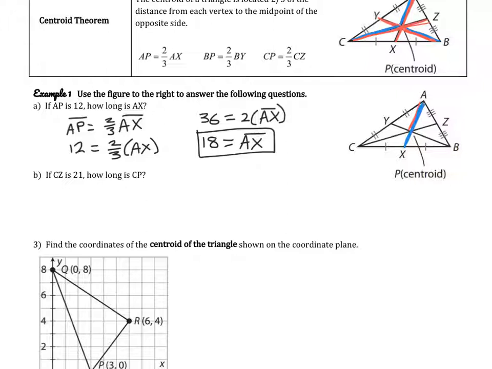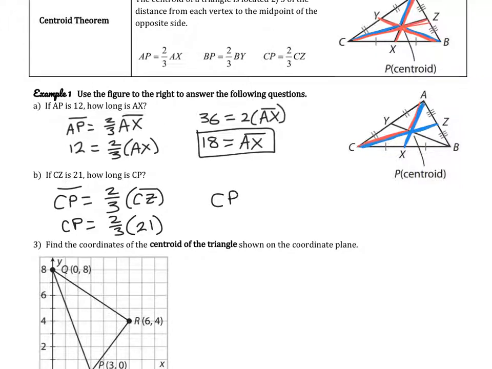So let's start by setting up our equation. So remember, our equation is the distance from the vertex to the centroid, which is CP, is always going to be 2/3 the distance of our total median, which in this case is CZ. So let's substitute what we know. In this case, we know that CZ is 21. So CP equals 2/3 times 21. I'll do 21 divided by 3, which is 7, and then I'll multiply by 2. So it's 14. And there you have it.